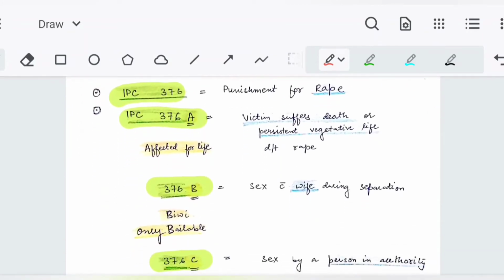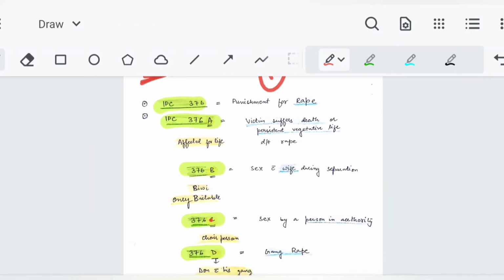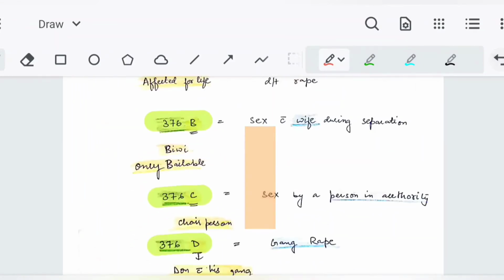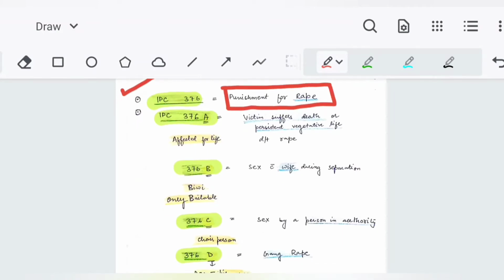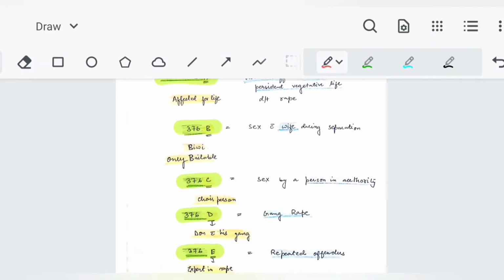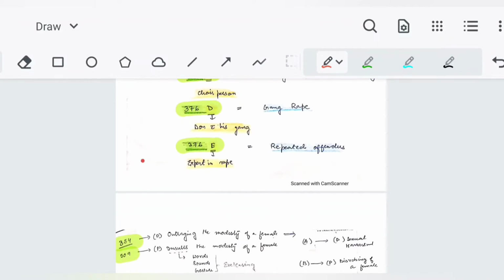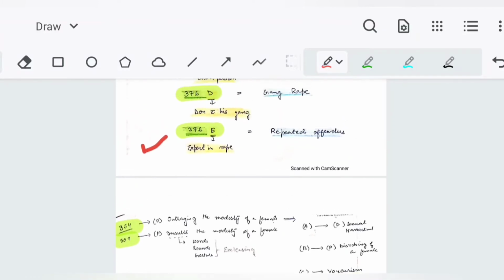Now coming to punishment for rapes. Okay. This is the whole punishment for rape. So one by one we will see. IPC 376 defines the punishment for rape. So under this 376 there are many sections like 376A, 376B, 376C, 376D and 376E. Okay, and all others will be there for punishments also. So we will see one by one.